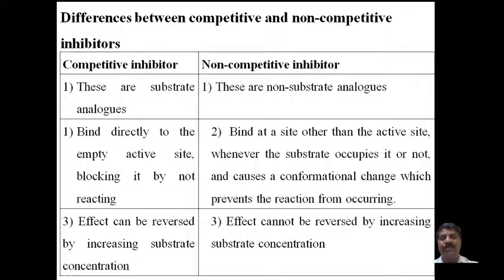This is the inhibitor. Then the last one: the effect can be reversed by increasing the substrate concentration. In the competitive inhibitor, when the substrate concentration increases, the rate of the reaction is made reversible. But in the non-competitive inhibitor it is not reversed by increasing the substrate concentration. This is exactly the opposite. The effect cannot be reversed by increasing the substrate concentration. These are the differences between competitive and non-competitive inhibitors.